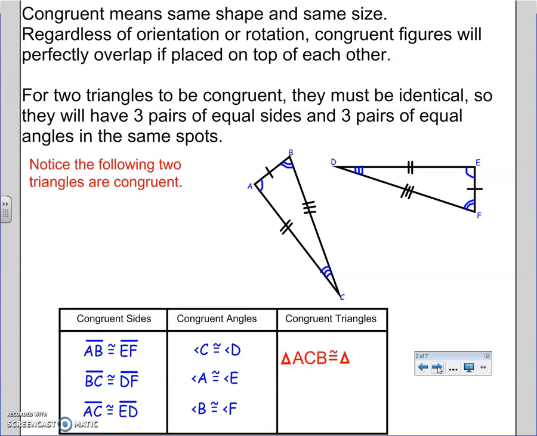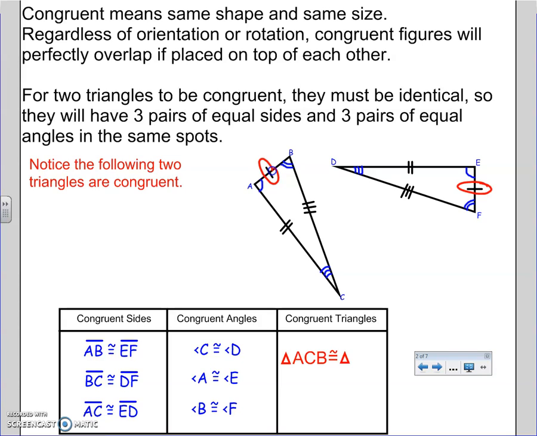So they'll have 3 pairs of equal sides and 3 pairs of equal angles in the exact same spots. So notice these two triangles on the side are congruent, even though they're angled differently. Notice they have 3 pairs equal sides, 3 pairs equal angles, and it has everything marked for us, so we can just compare. Look, AB has 1 tick mark, and EF has the same 1 tick mark, so those two are the same.